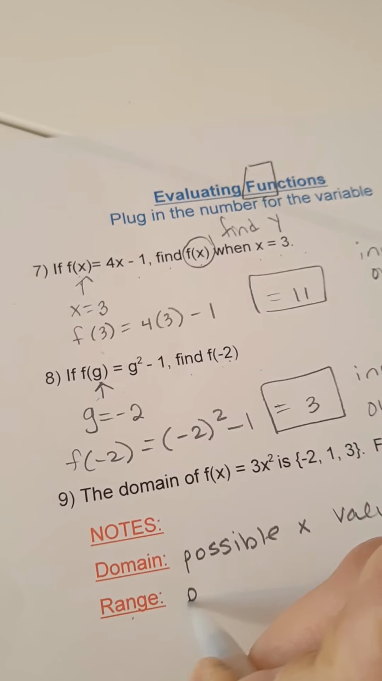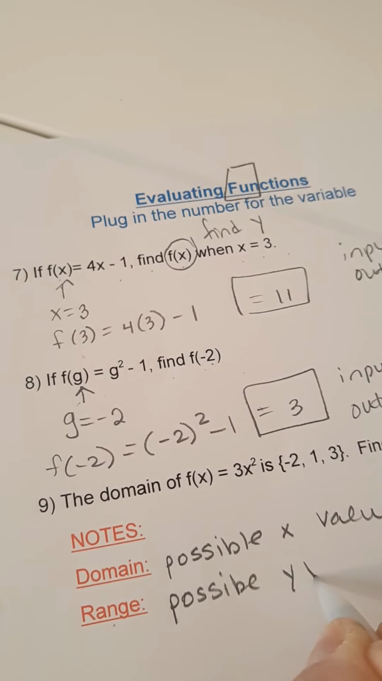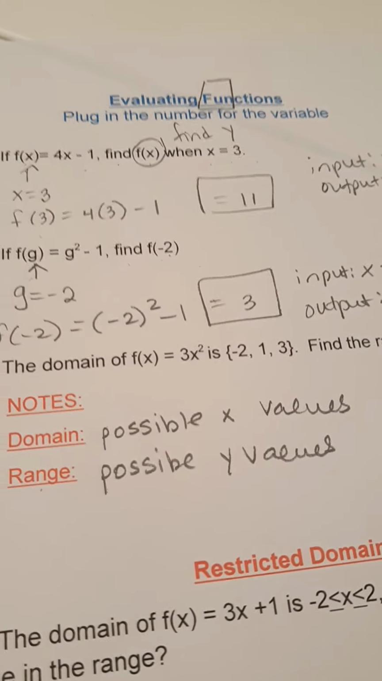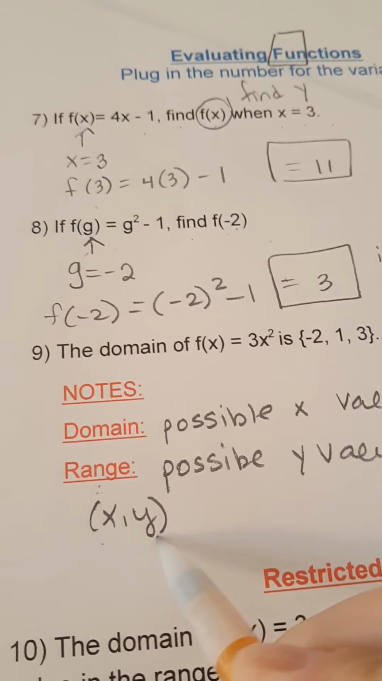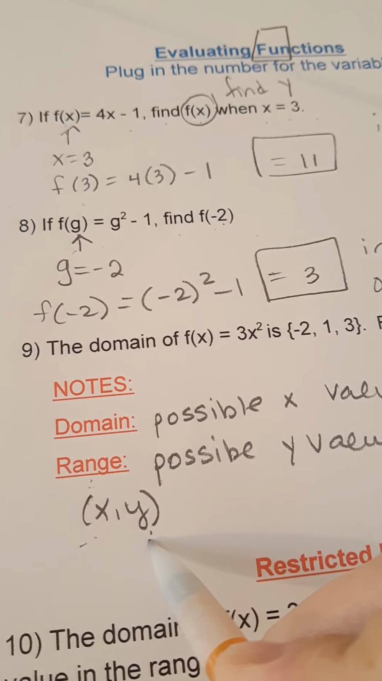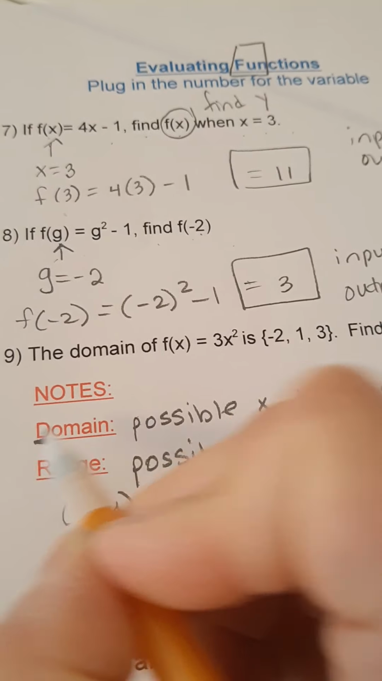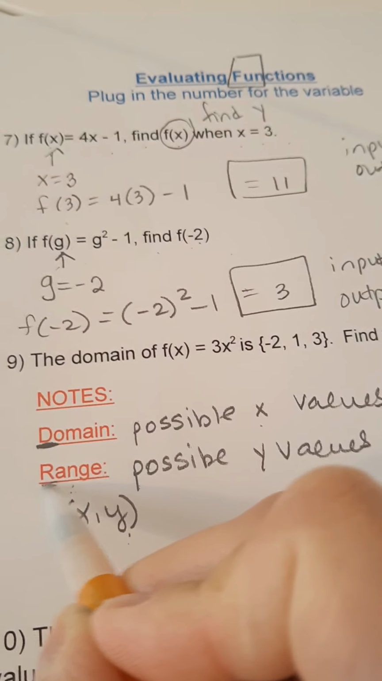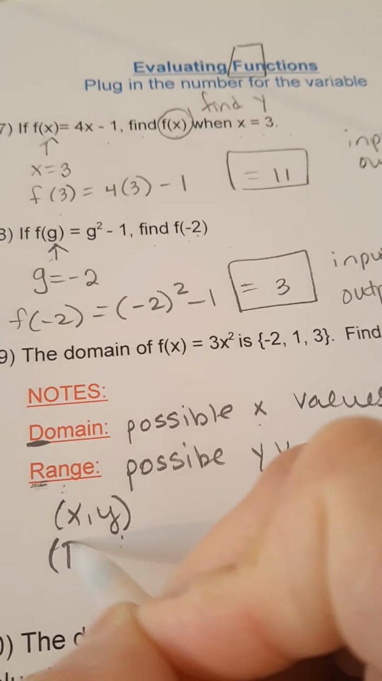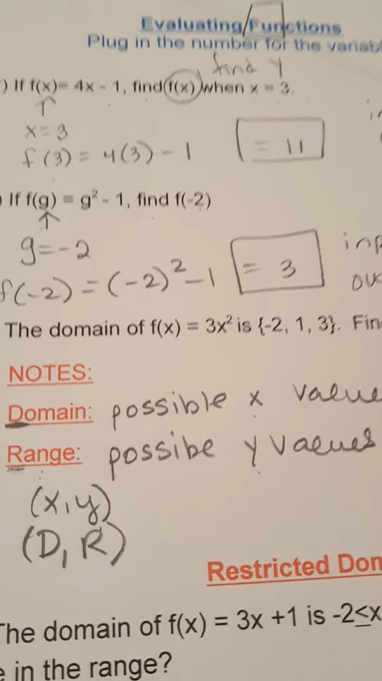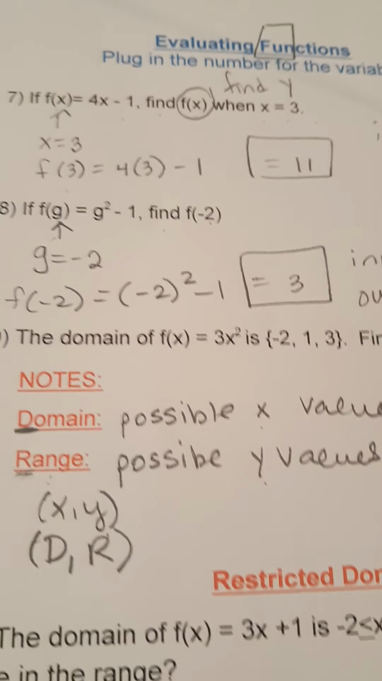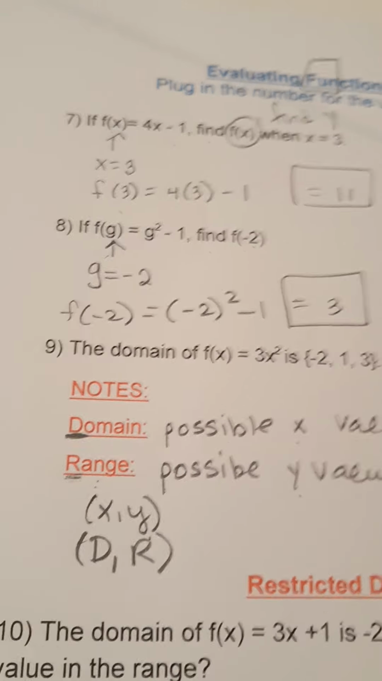And the range are the possible y values. How can you remember this, you're thinking to yourself? You know in the ordered pair x comma y, it's alphabetical order, right? X comes before y. Well, domain represents the x's, and the range represents the y's. So if you write D and R in order, they're in alphabetical order as well. So that's always helpful. Domain goes with x's, y goes with range.